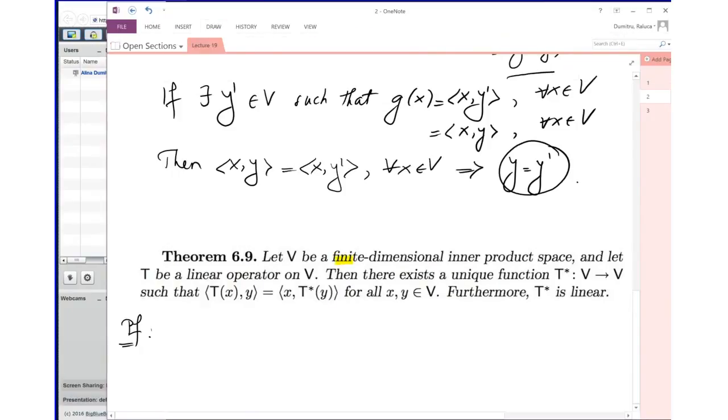So you have a finite dimensional inner product space, and that turns out to be essential. T is a linear operator on V. Then there exists a unique function that turns out to be linear, right? So a unique linear transformation called T star from V to V with this very nice property here.